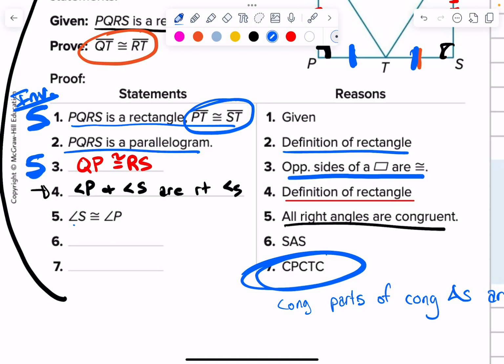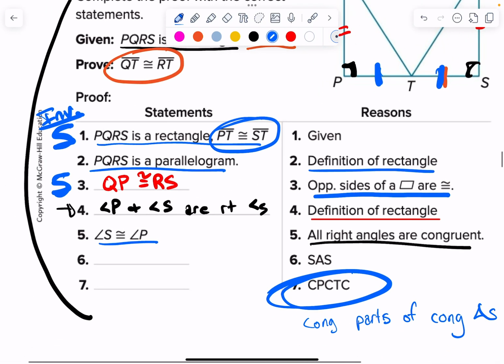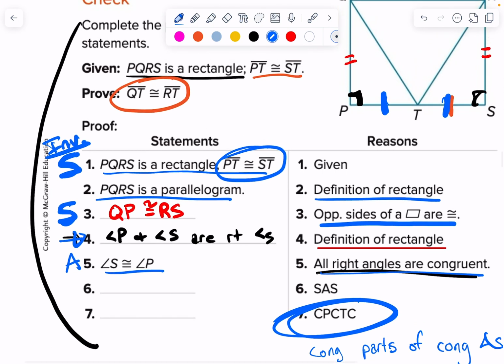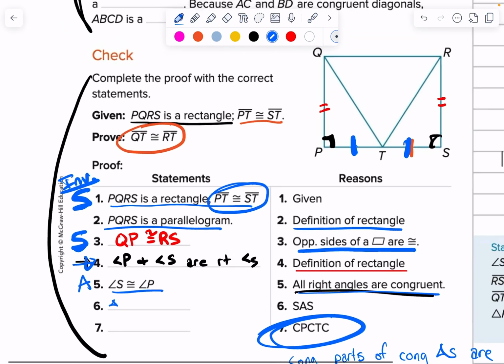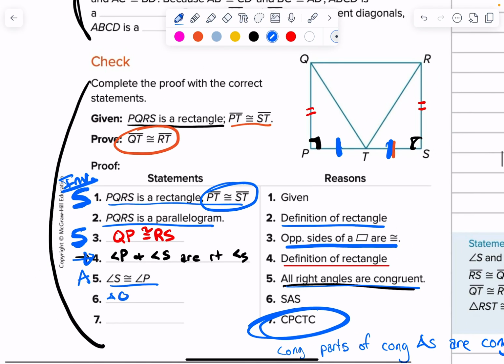Okay, S and P are congruent because all right angles are congruent. We just established that they are right angles. So now all right angles are congruent, so that is an angle. And these two triangles are congruent, so I'm going to say triangle QPT is congruent to triangle RST. Okay, and they say by side angle side.